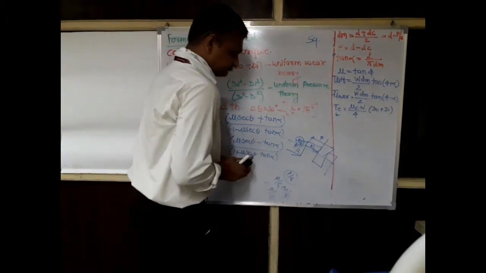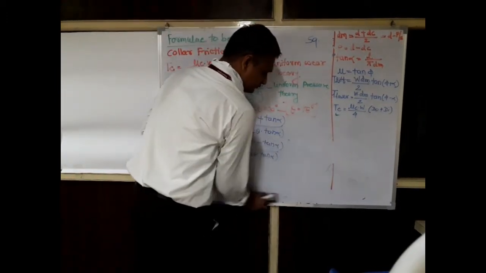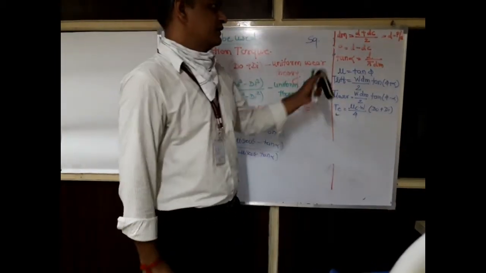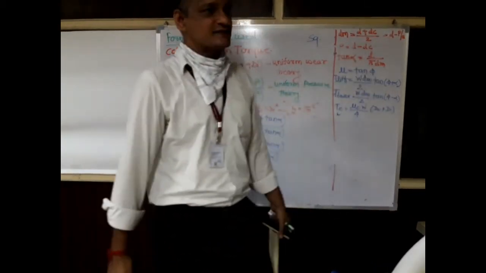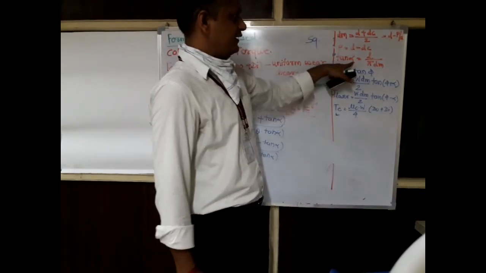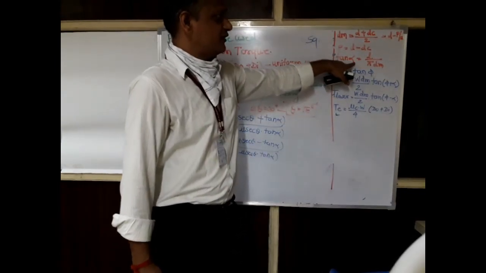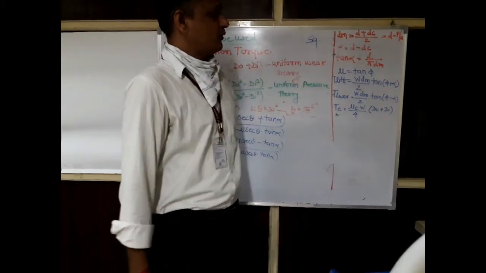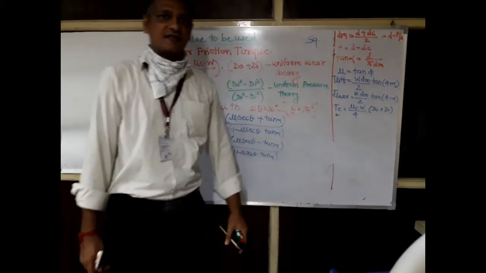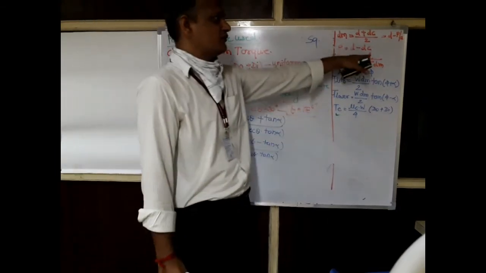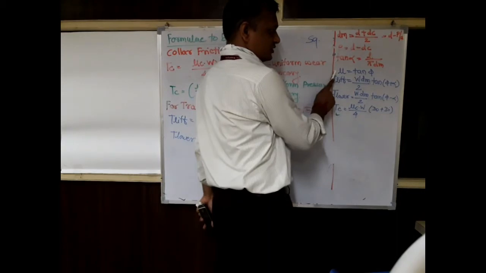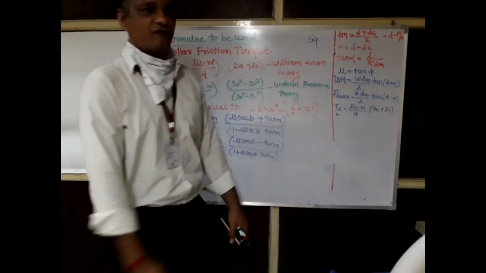Now from this we can find out the value of DM. Then P will be equal to D minus DC. Then the lead angle, that is tan alpha, will be equal to the lead divided by pi DM. This lead depends on how many starts there are. If it is single start, then lead is equal to n times the pitch. Then the coefficient of friction will be equal to tan phi.